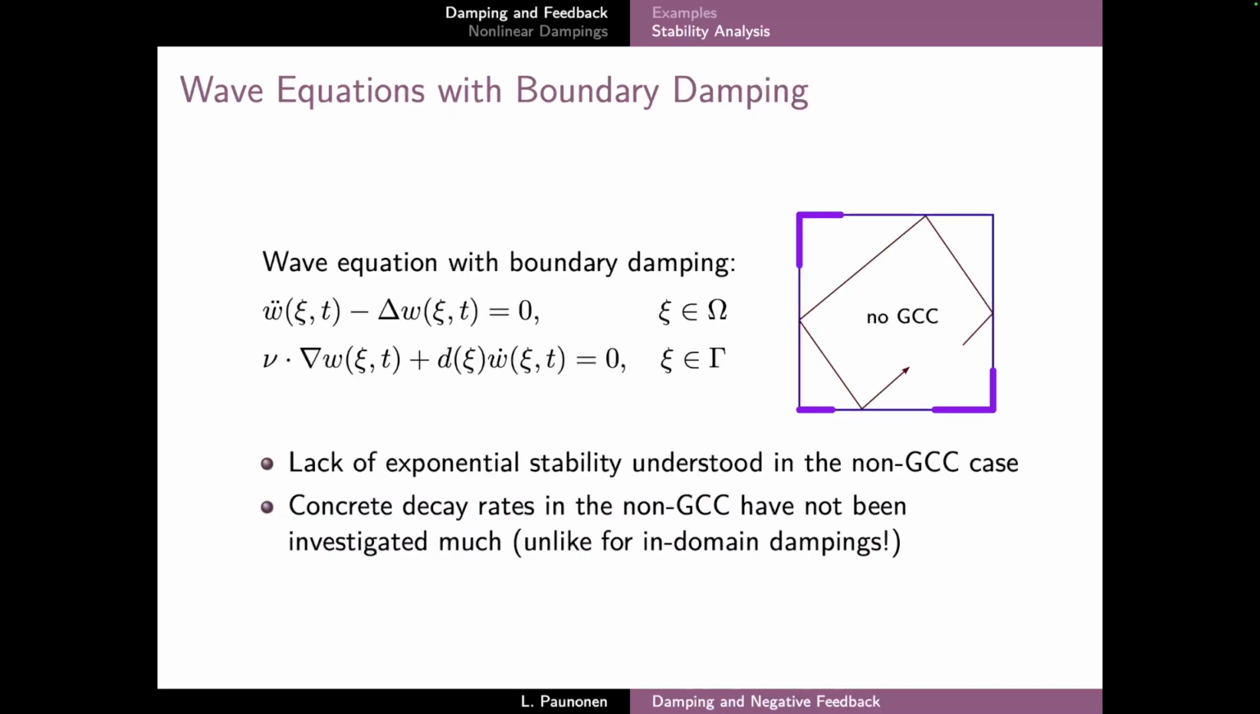And let's look at how our result can be applied in the setting of the wave equation with boundary damping. So again, we return to the situation of our wave equation with a condition which has a damping parameter in the boundary condition. And we're especially interested in the case where we don't have exponential stability, so we can have these bouncing rays which never meet the damping regions. The motivation here is that in these cases, the rates of convergence of solutions have not been investigated very actively in the literature.